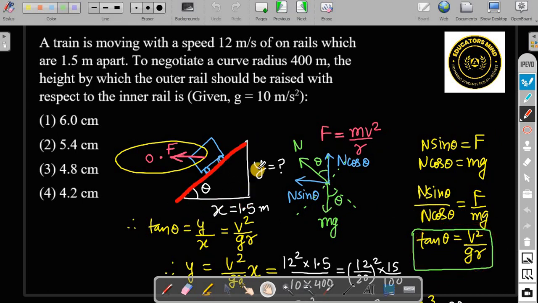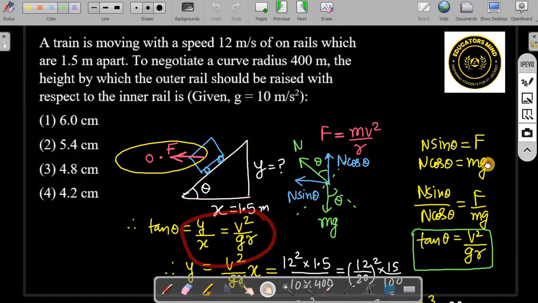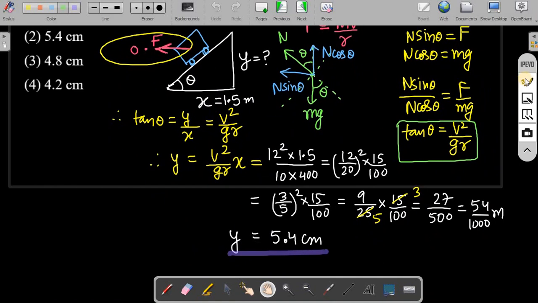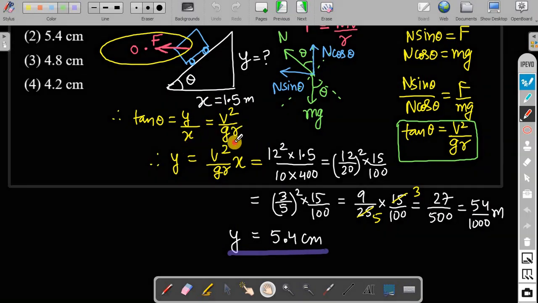Now here in this triangle, tan theta is y by x. So y by x is v square by gr. Now you need to substitute here and calculate y from here. It is v square by gr into x. So substitute the values. All the values are given.